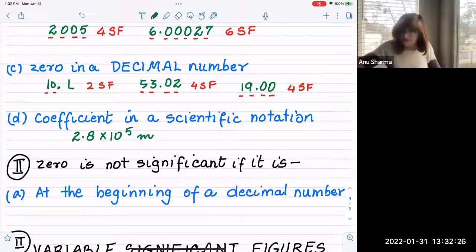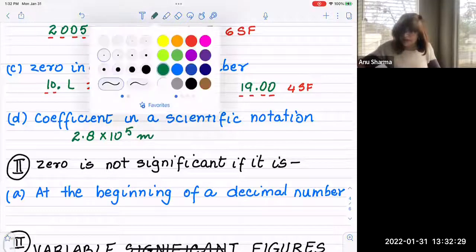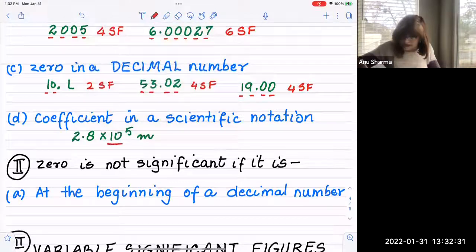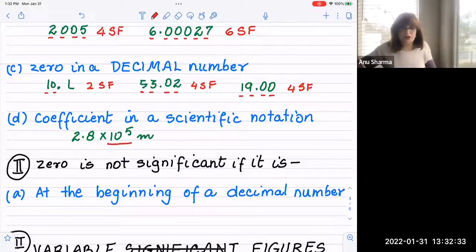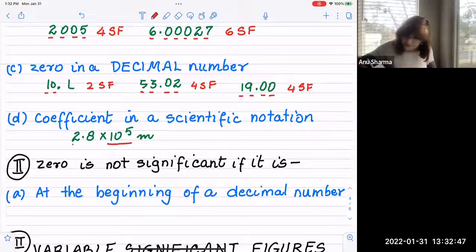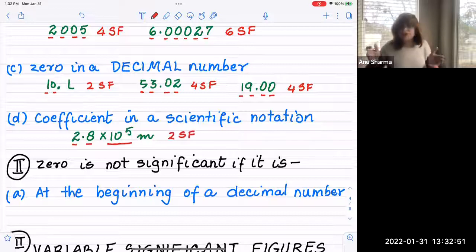So yes, this is counted, this is important, but it has its own value. Because remember, a number can be written in scientific notation and in a standard form. So if you remove that 10 to the power 5, then it changes the value, the magnitude of the number. So here, these are two significant figures. Measurements should be exactly at 2.8.